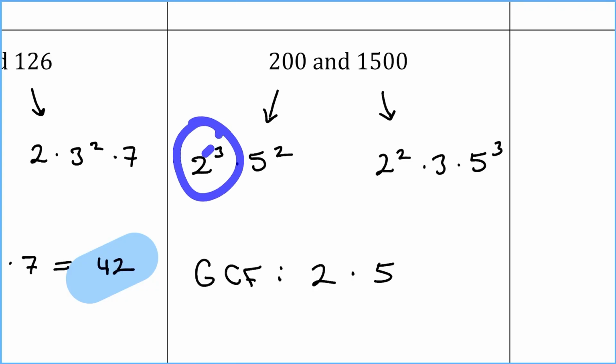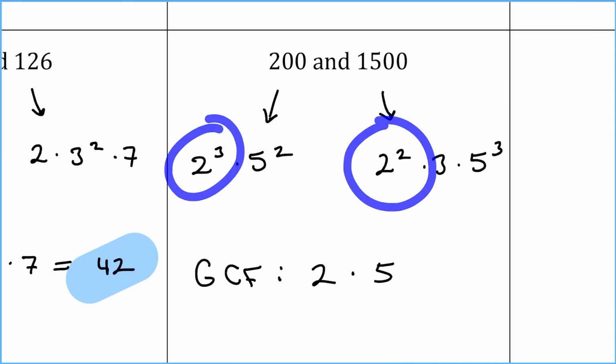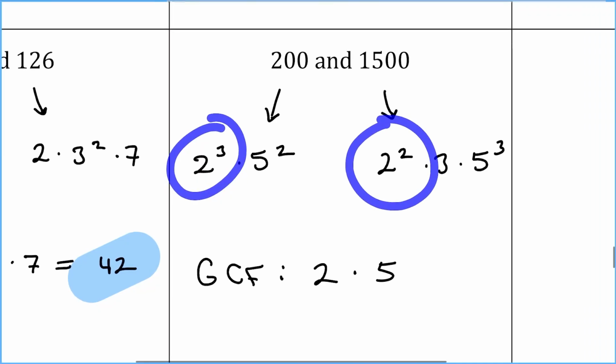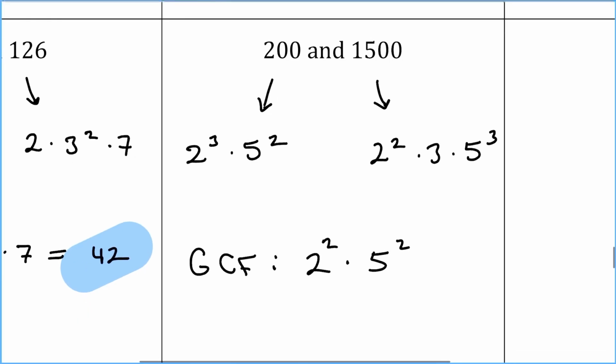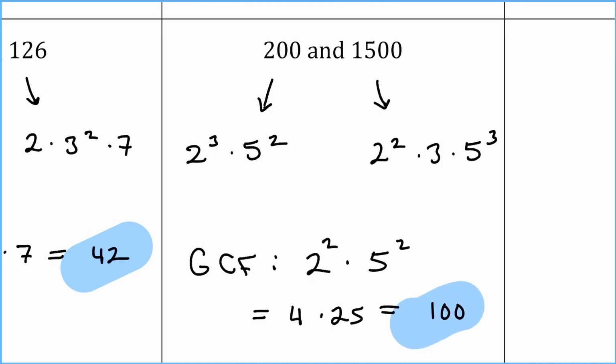If we're looking at the 2's, one of them has an exponent of 2 and one of them has an exponent of 3. You have to use the smallest one, which is 2. And the same goes for the 5. So the greatest common factor here is 2 squared times 5 squared, which is 4 times 25, and that is 100. 100 is the greatest common factor of these two numbers.